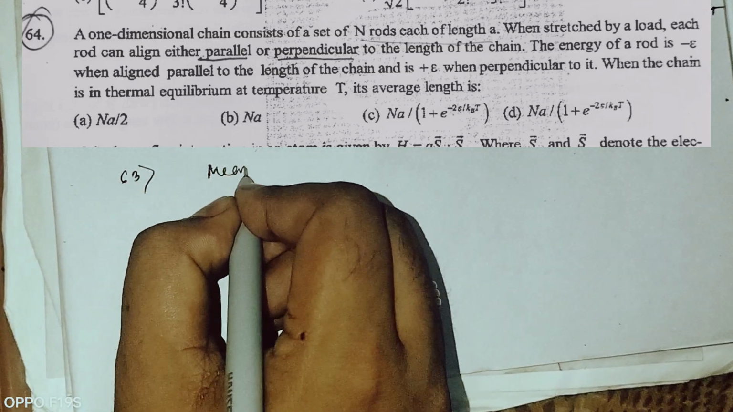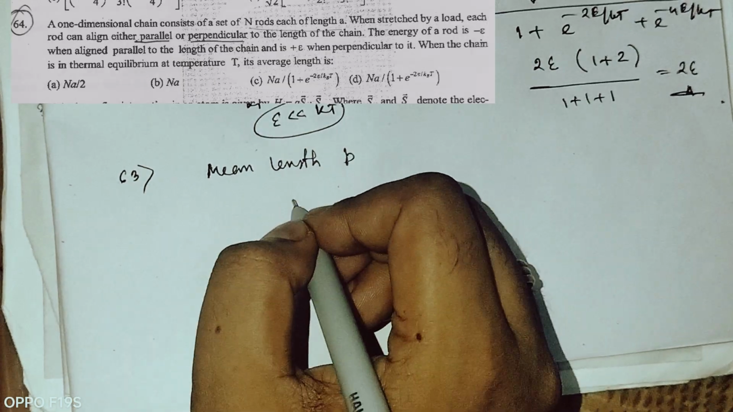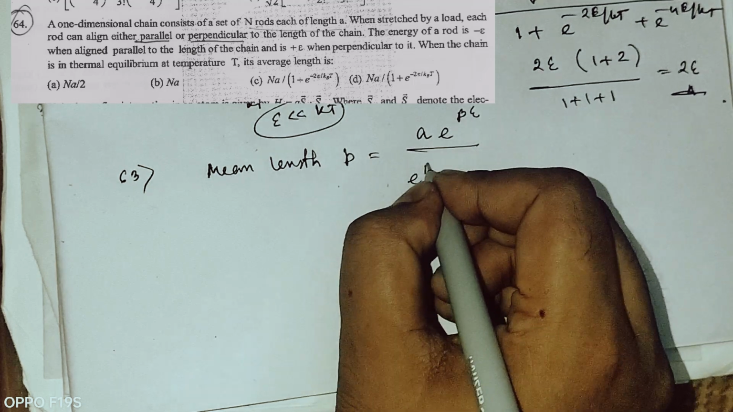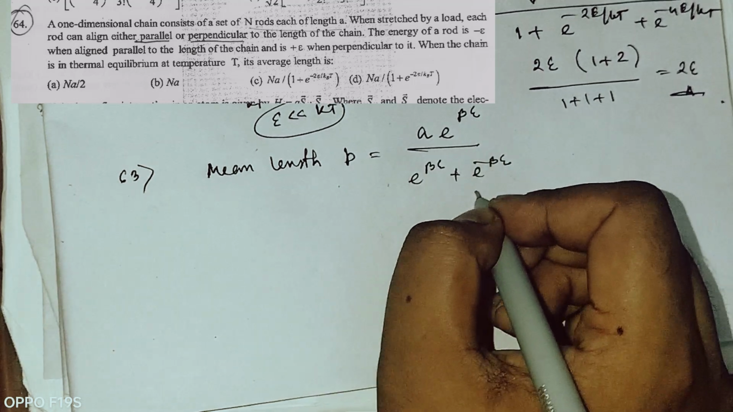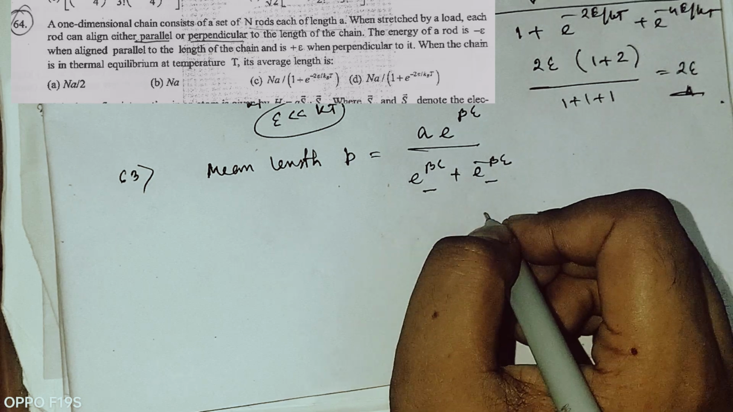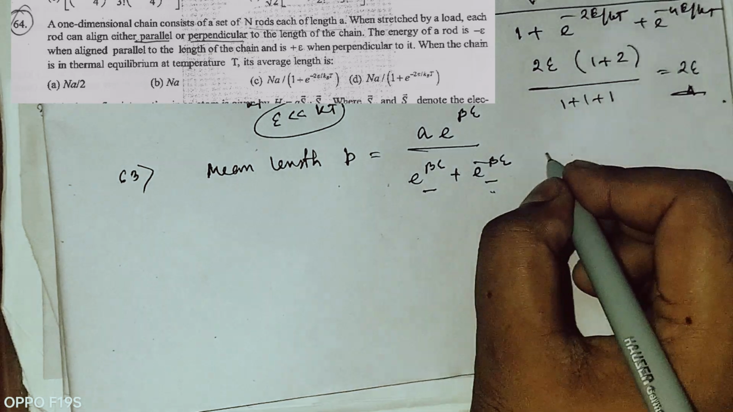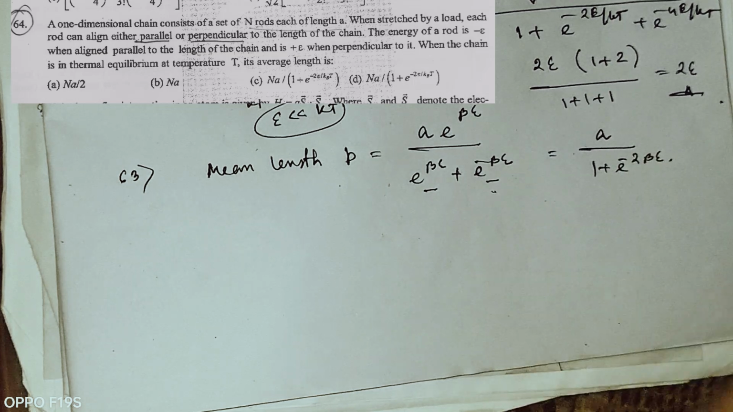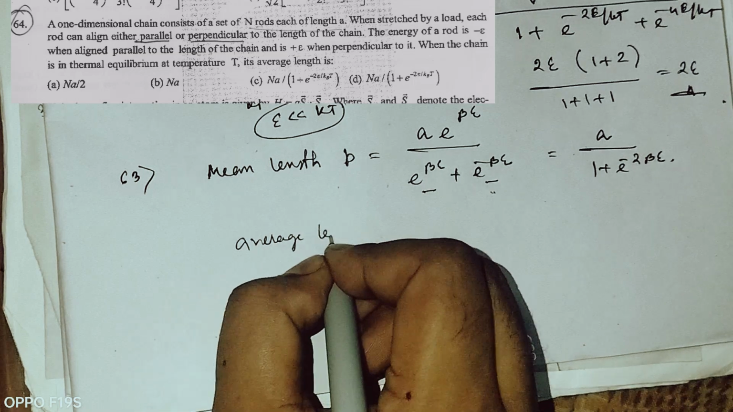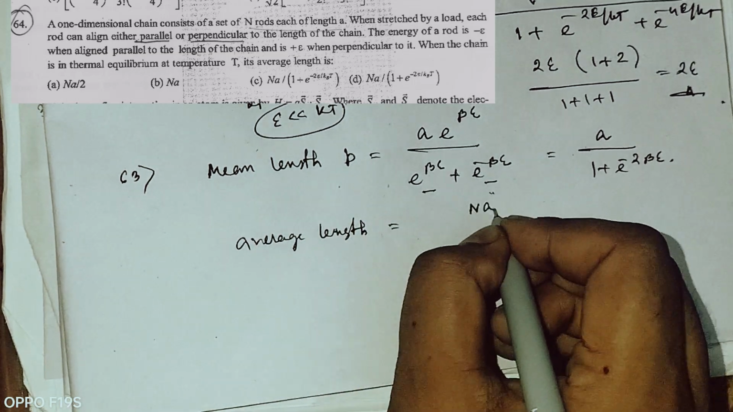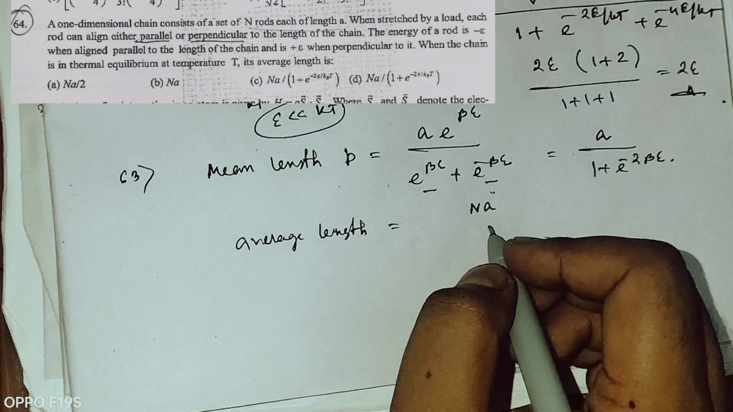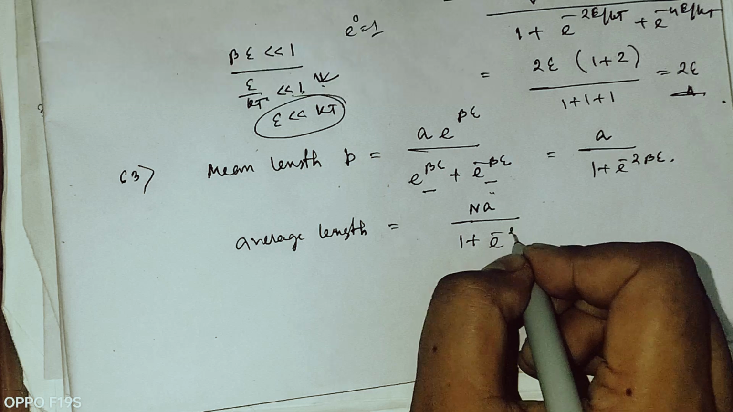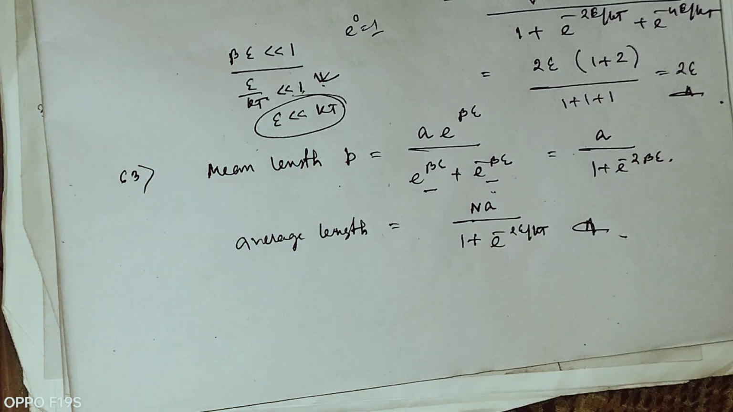So the mean length, I am writing it as l. You can write a e to the power beta epsilon by e to the power beta epsilon plus e to the power minus beta epsilon. This is for parallel, and this is for perpendicular. From here you can write a by 1 plus e to the power minus 2 beta epsilon. Now you can find the average length, and it is n, because there are n number of rods, each of length a. So na by 1 plus e to the power minus 2 epsilon by kt. This is the answer. Next question.